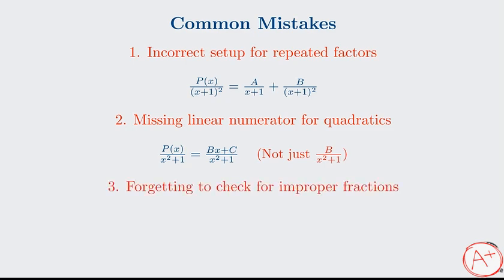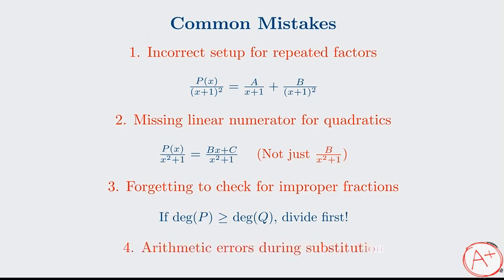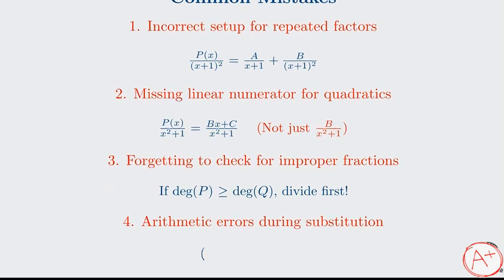Many students jump straight into decomposition without checking the degrees. If the degree of the numerator is equal to or higher than the denominator, you must use polynomial long division first. Failing to do so will lead to incorrect values for your constants. Finally, watch out for arithmetic errors during substitution. When substituting negative values like x equals -2 into squared terms, ensure you treat the signs correctly. For example, -2 squared is +4, not -4.